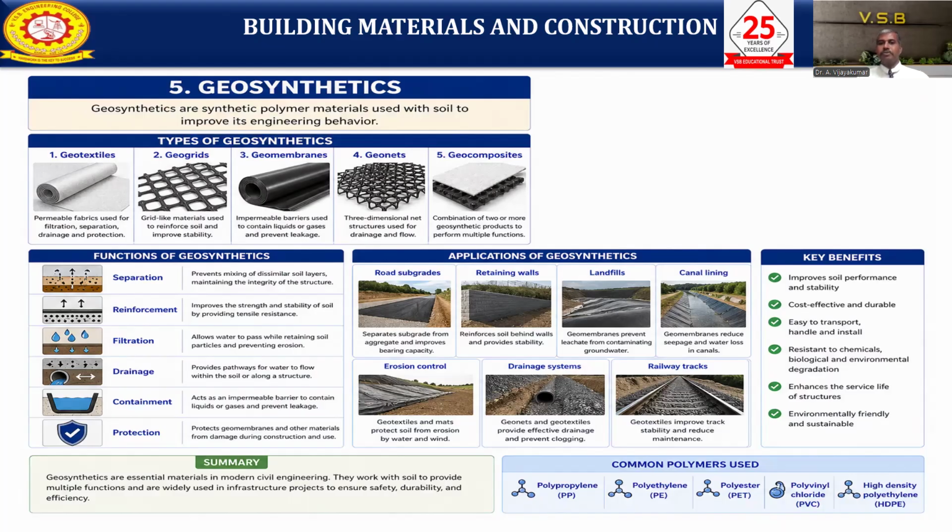Where can we use geosynthetic materials? In road subgrades, below the subgrade before the top wearing layer, it separates the subgrade from the aggregate and improves the bearing capacity of the soil. Then retaining walls: acting as reinforced soil behind the walls and providing stability to the structures. Then landfills: geomembranes are used for containment and to protect groundwater. Canal lining: geomembranes reduce seepage and water losses in the canal.